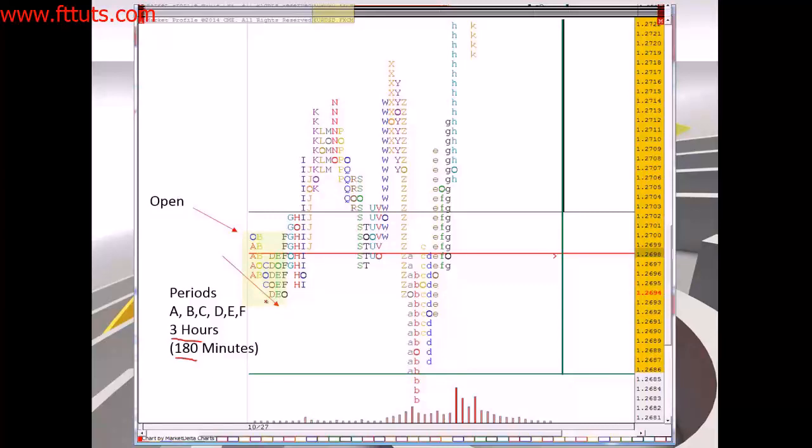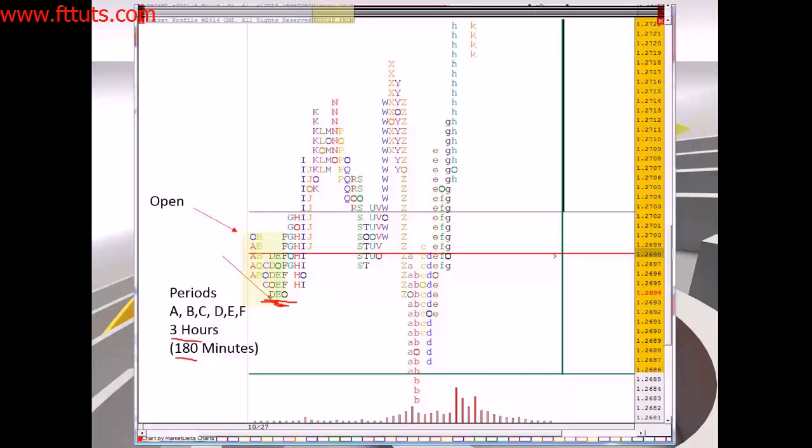So this was my low for the 3-hour period, and this was my high. And notice how I put a colored box around it to sort of show what is going to happen in the next period. In this first rotation for the first 3 hours, we created lower lows. But notice what happened here.